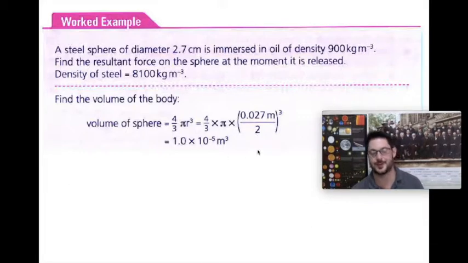Okay, so I was looking at that, then I was like, what? Oh yeah, so that's 0.27 in meters divided by 2. Okay, and then we've got our answer, the volume of the sphere.